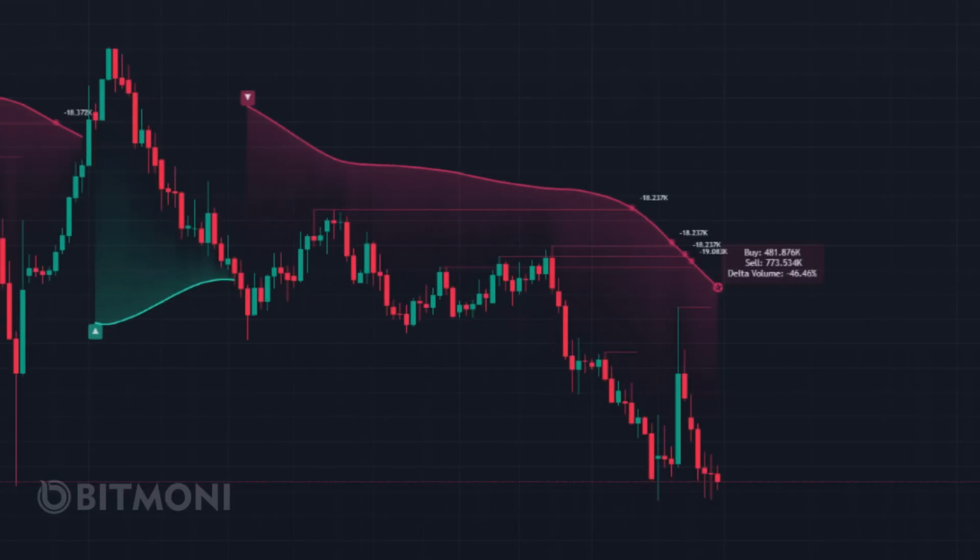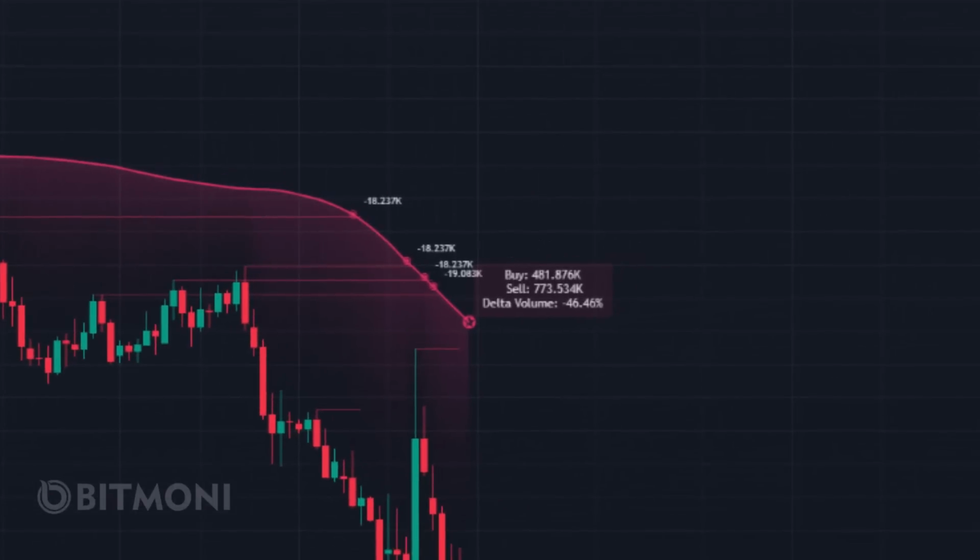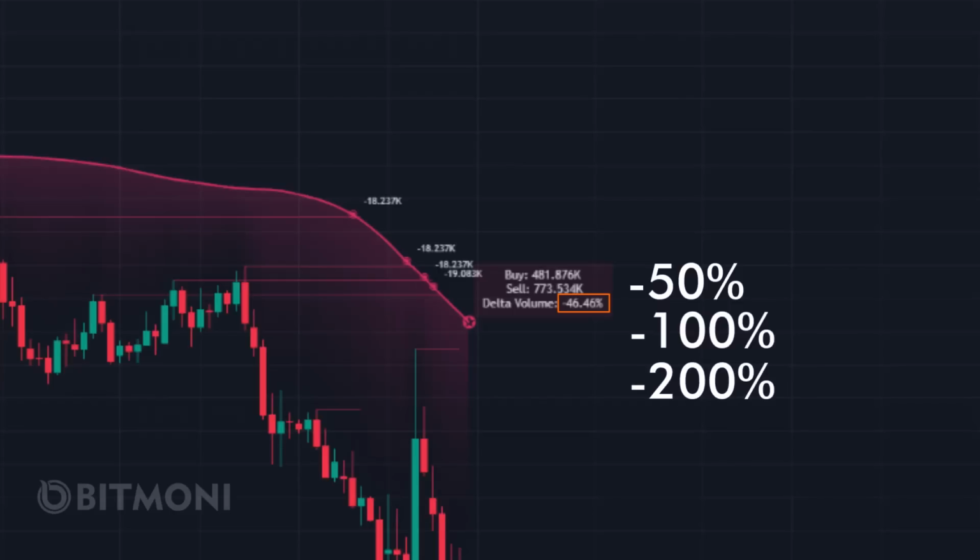On the bearish side, here we have a decently strong bearish trend, as you can see. The delta volume is negative 46%, which is under our limit of negative 30%, but not quite under negative 50%, yet still decent enough to be usable. Keep in mind that for bearish trends, you want this number to be larger, toward the negative side. The more negative, the stronger the trend. This value can go to negative 50%, negative 100%, or even all the way to negative 200%. If it gets closer to zero, the trend weakens.